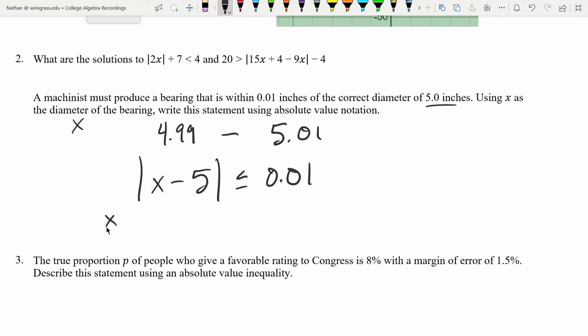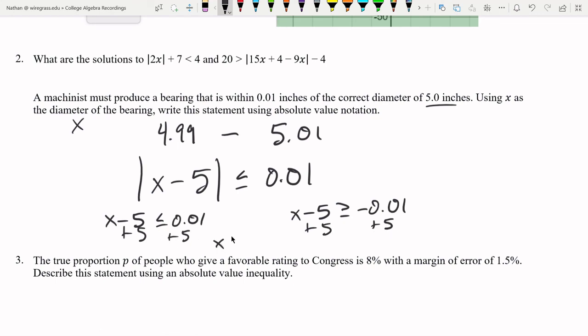I can solve it by breaking up the absolute value, and then it's going to be x minus 5 greater than or equal to negative 0.01. Then all I have to do is add 5. And you can see here from this one, we get x must be less than or equal to 5.01. And x must be greater than or equal to 4.99. And that means that we are in this tolerance range.